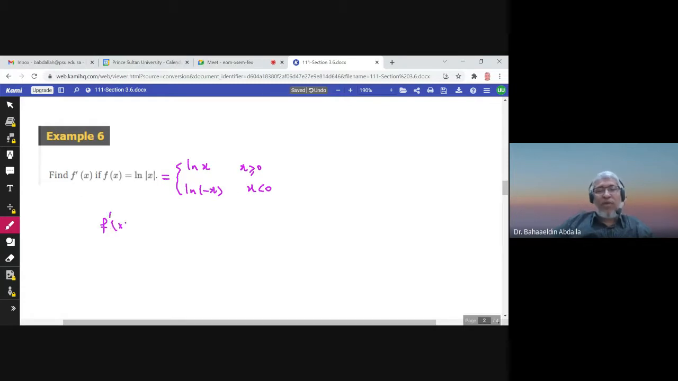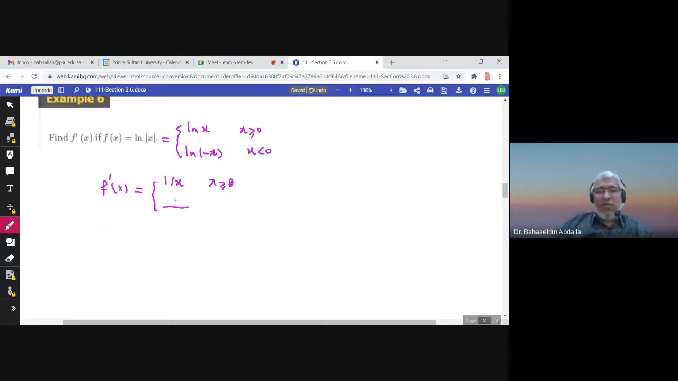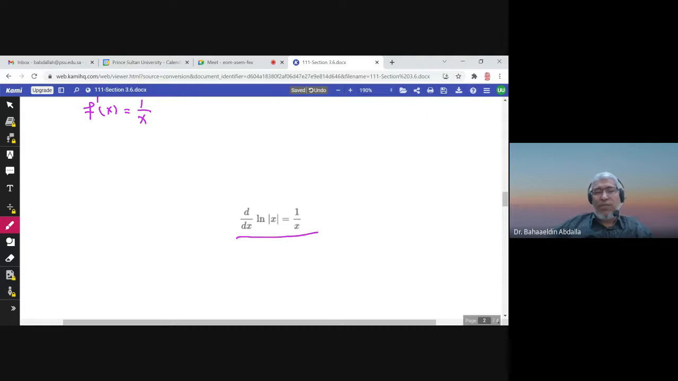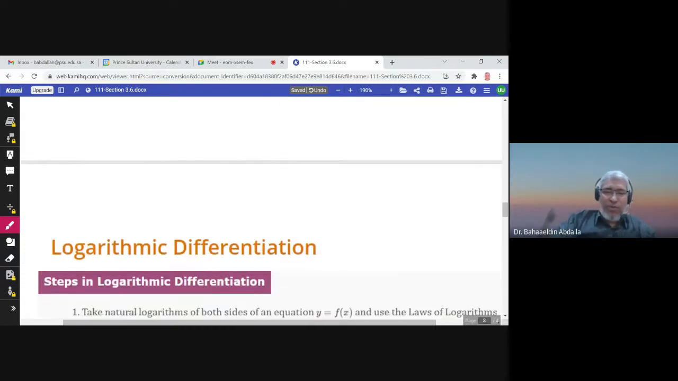So f prime of x would be the derivative of ln x, which is 1 over x if x is positive, and the derivative of ln negative x is 1 over negative x times the derivative of negative x, which is negative 1. So it would be also 1 over x. So in fact, f prime is just 1 over x, whether x is positive or negative. The derivative of ln absolute value of x is just 1 over x. This is an important formula to remember.